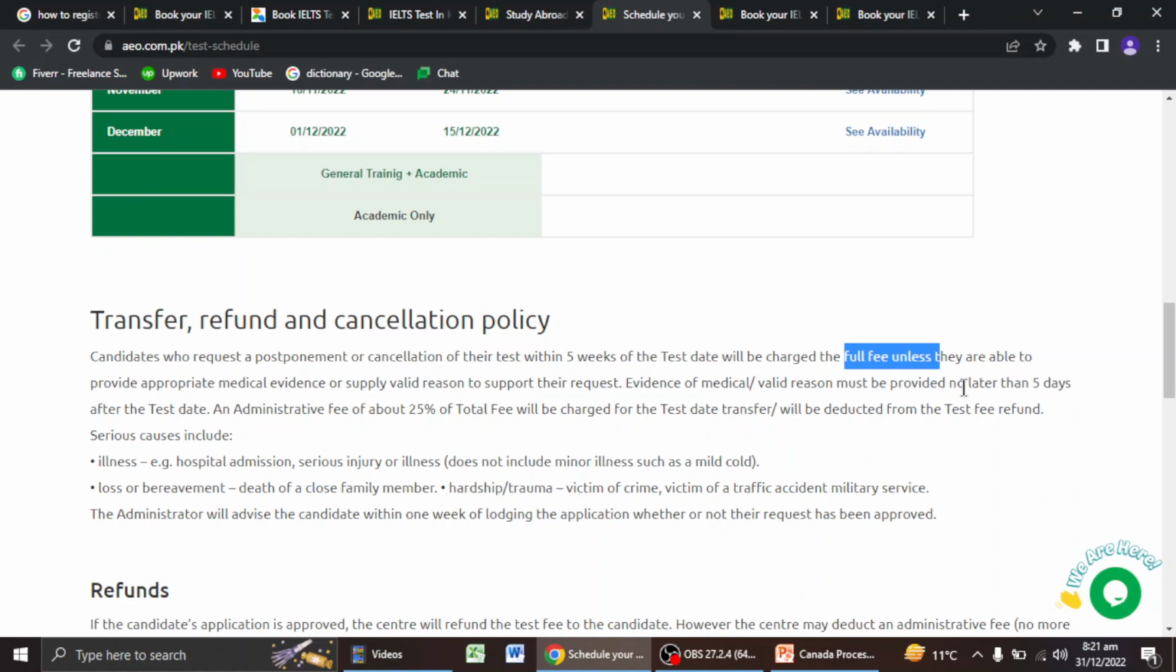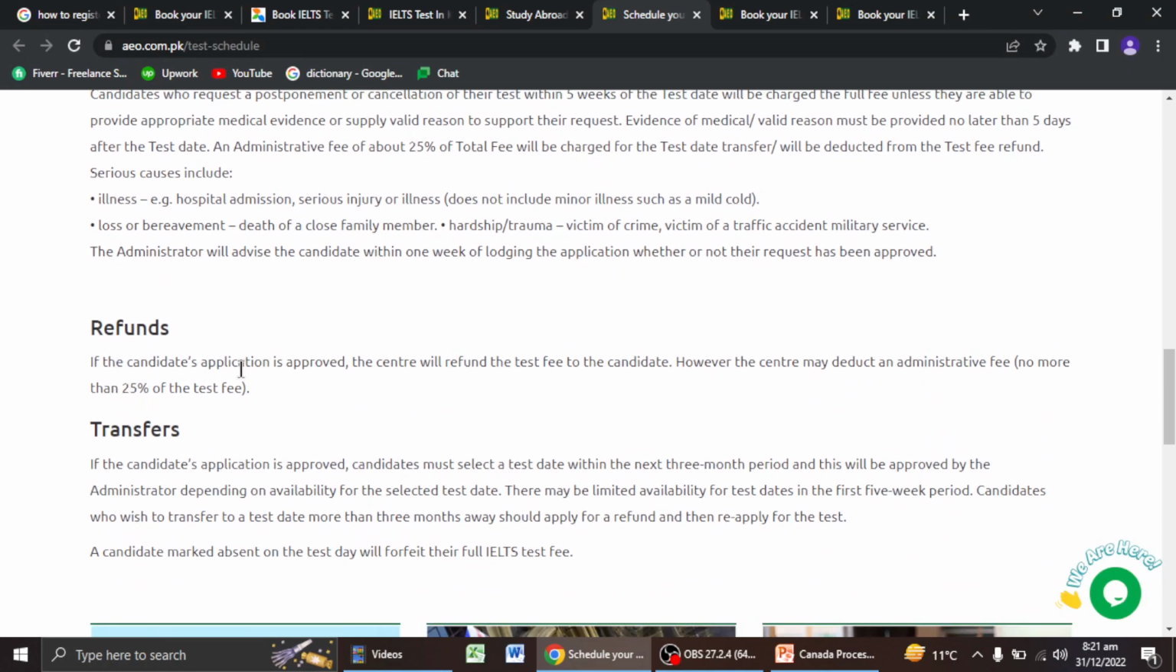But if you have a valid reason, you have medical evidence for it, you will be refunded, but then an administrative fee of about 25% of the total fees will be charged. So this is important, okay? And for illness, you need to show hospital admission, serious injury or illness, and it does not include minor illness such as a cold or anything. So there needs to be a serious emergency, God forbid, in order to get your refund. If the candidate's application is approved, the test center will refund after charging the administrative fee. This is the same point.